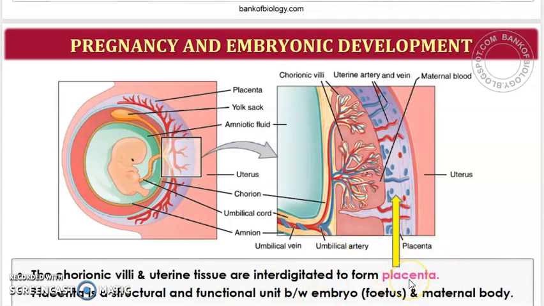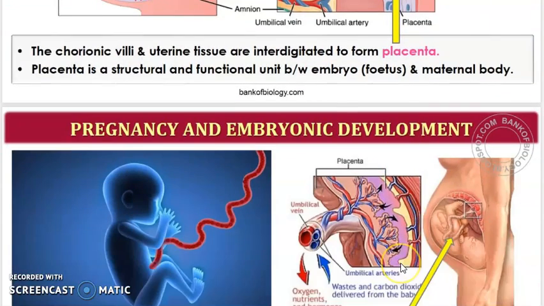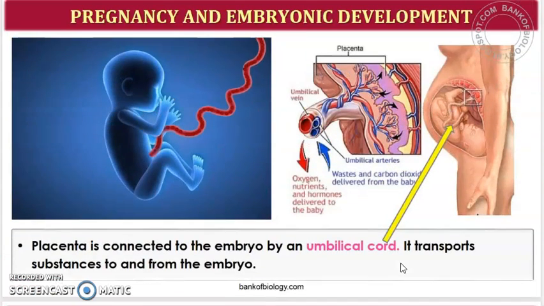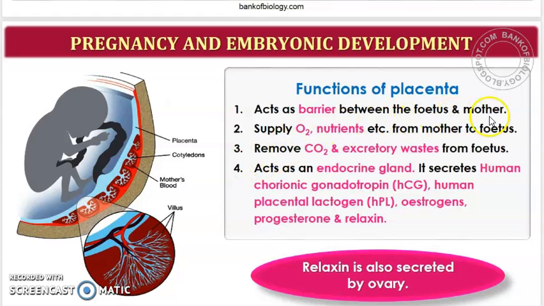So this placenta is a very important structure which is formed between the chorionic villi and the uterine tissue. Okay, now let us see what are the functions which the placenta does. So placenta acts as a barrier between fetus and the mother.